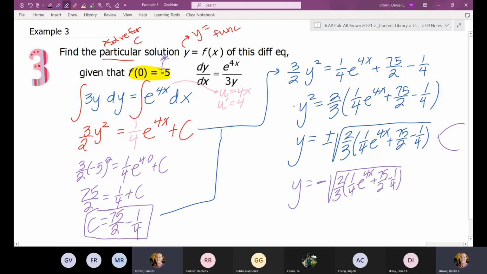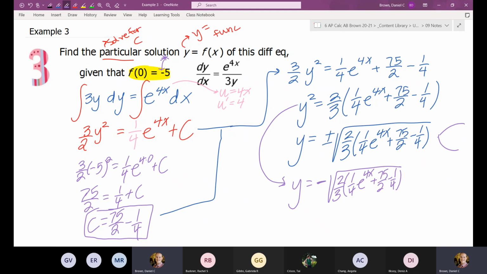And many students will jump straight from this step to the last one, and they'll just kind of know which one to pick. Are you going to pick the positive one, or are you going to pick the negative one? And then looking, we have answered the question. We have y equals, we have a function, and we have solved for c.